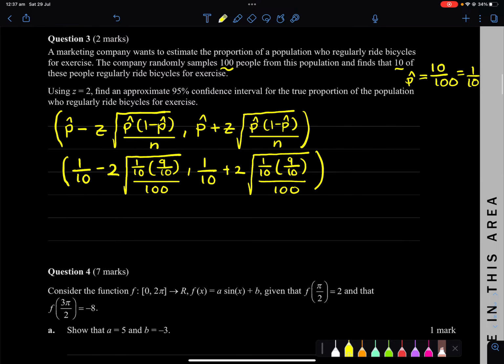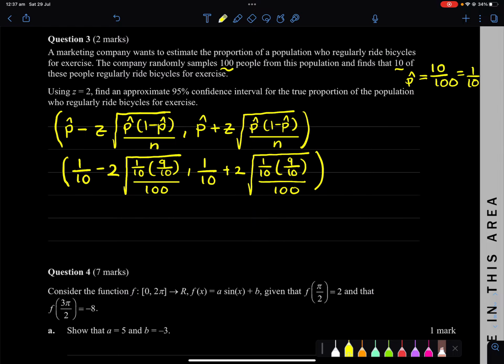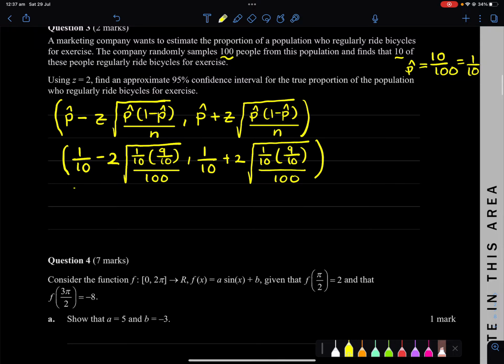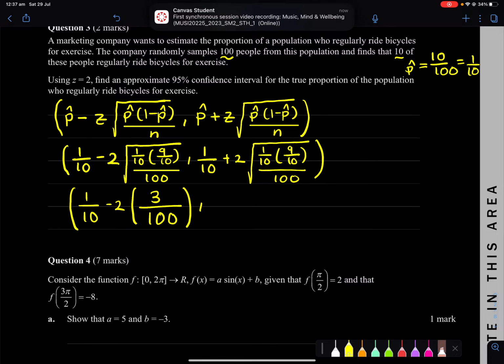Let me simplify this one. This simplifies to 1 over 10 minus 2, and 9 times 1 is 9, over 100. So this simplifies to 3, the square root of 9 over 100, all over, and it'll be the same for this one: 1 over 10 plus 2 times 3 all over 100.